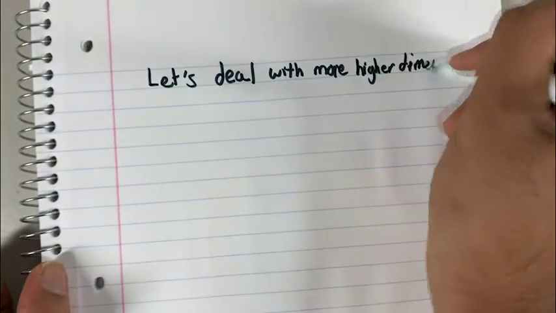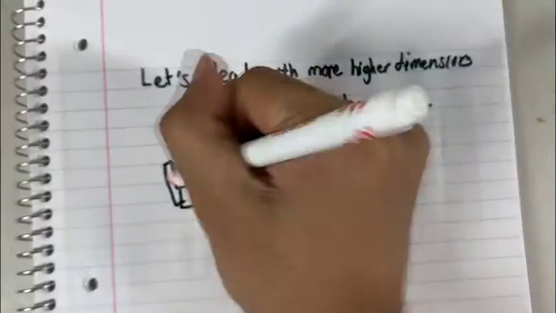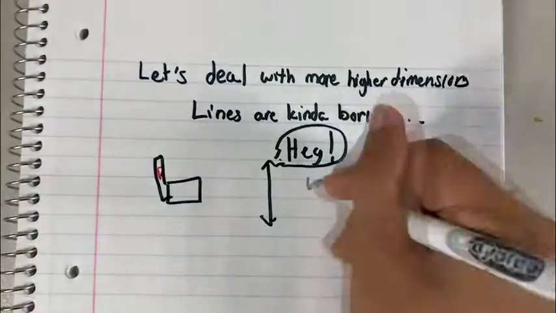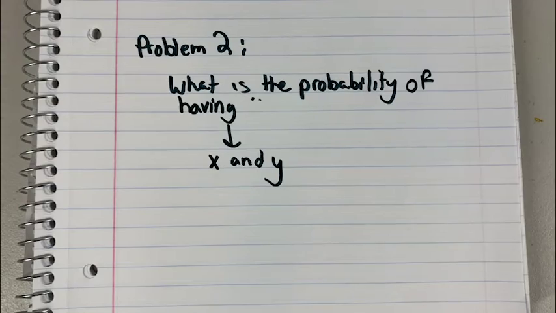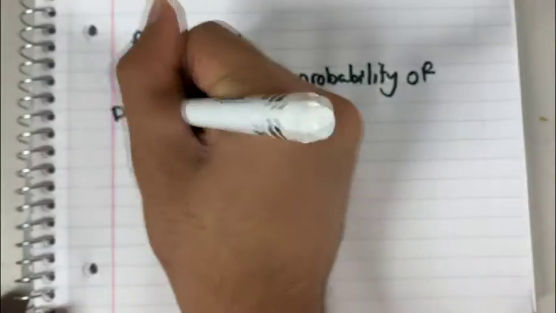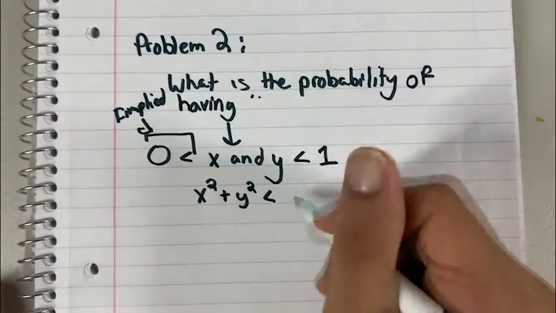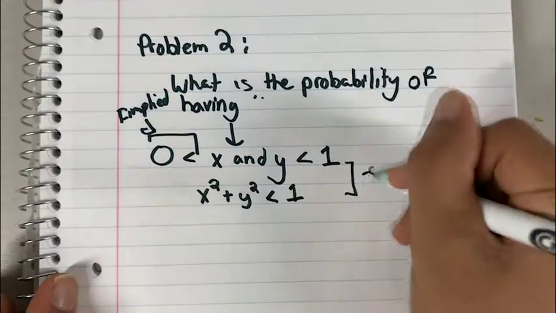Let's deal with a little bit more higher dimensions. Lines are kind of boring. No offense to any lines watching. So, what is the probability of having two numbers, both of which are smaller than 1, where the sum of their squares is also less than 1?